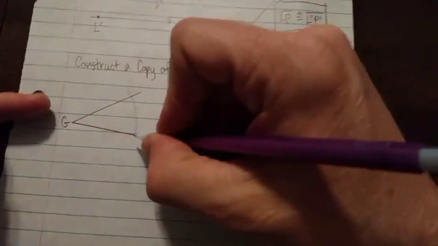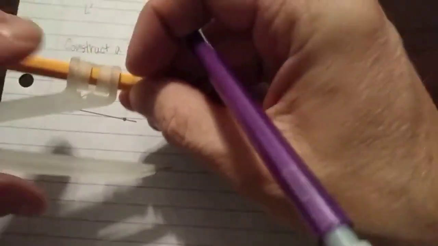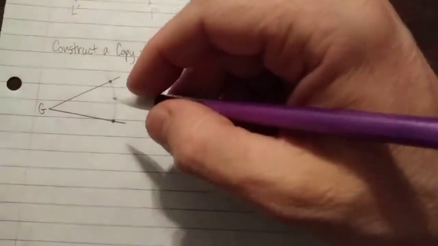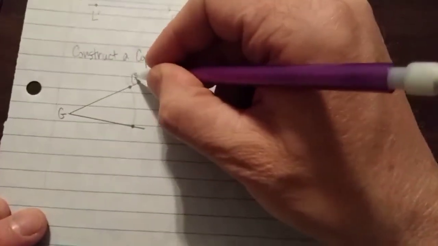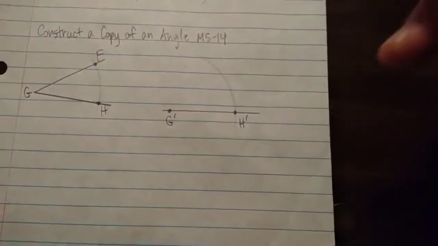And if it helps, maybe put points where they crossed over here, so you know that's where you next need to size it. And call them, how about F and H? So I'm going to go over here and label this one H prime. So I'm looking for F prime.